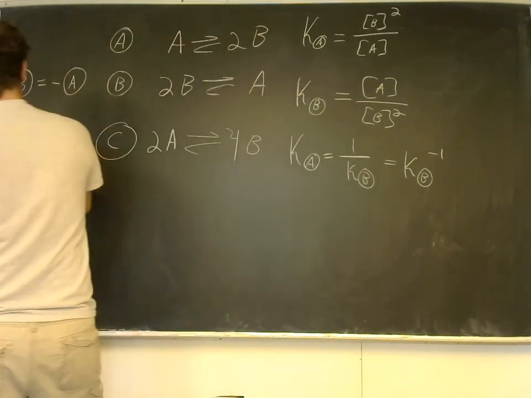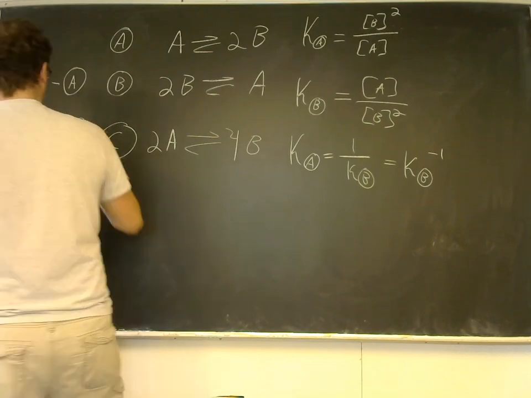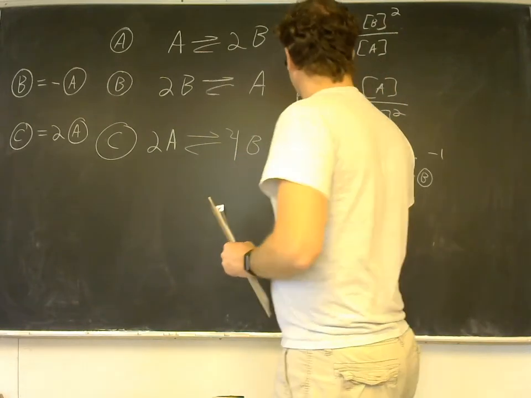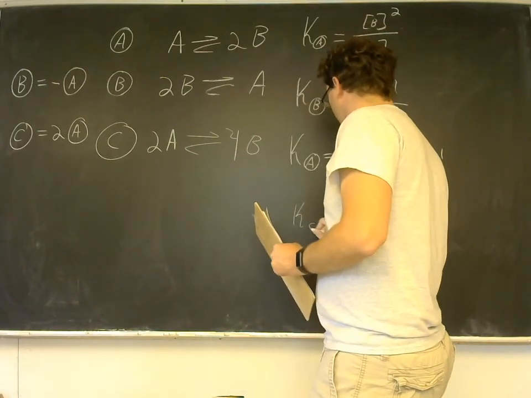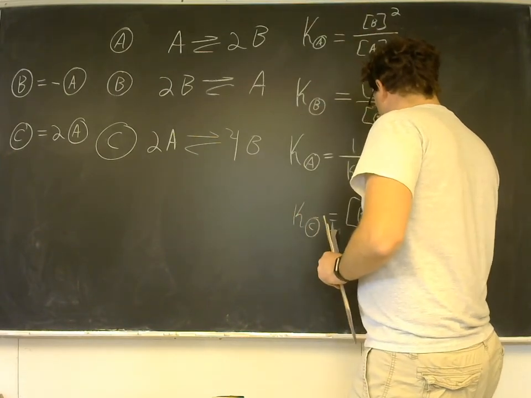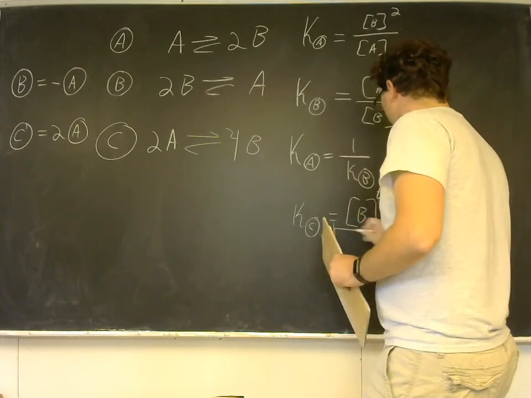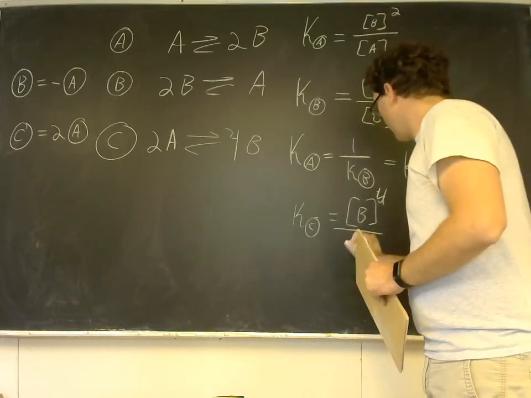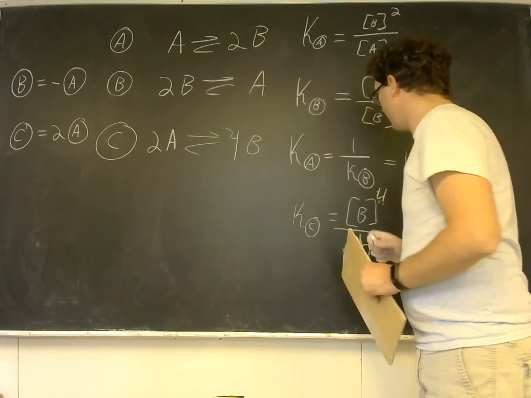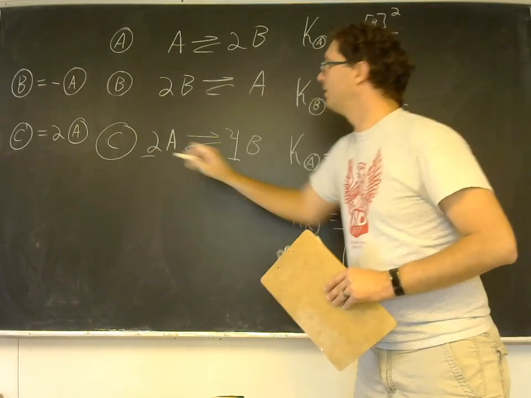Reaction C would be equal to 2 times reaction A. We've just doubled everything. Okay, well let's just look at what Kc is going to equal. That'll be B to the 4th in the numerator, and A squared in the denominator. Right, we've got a 4 and a 2.